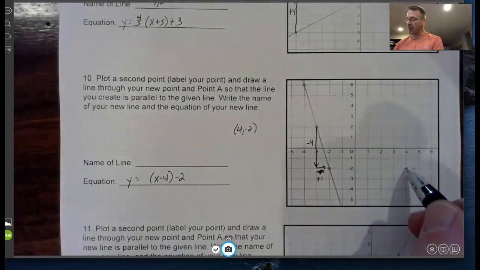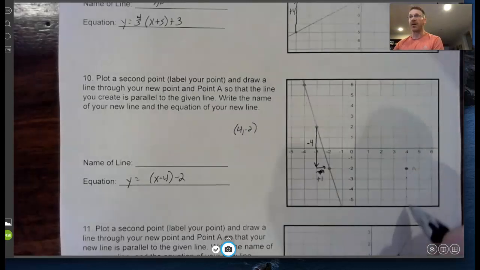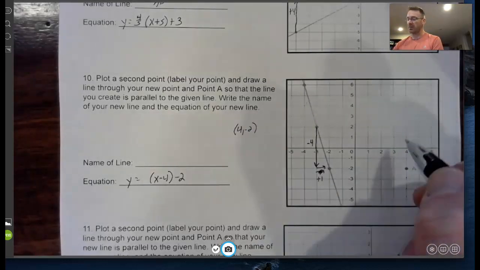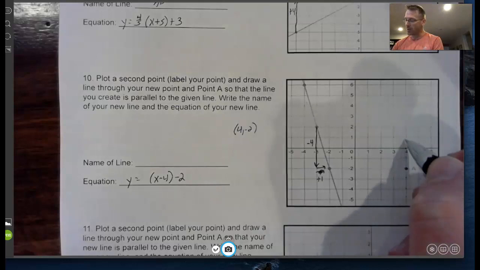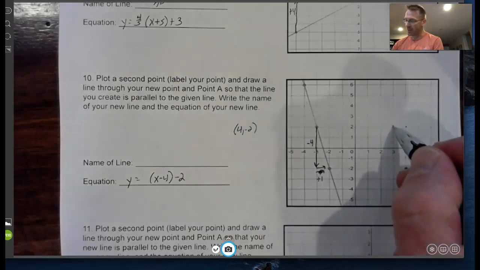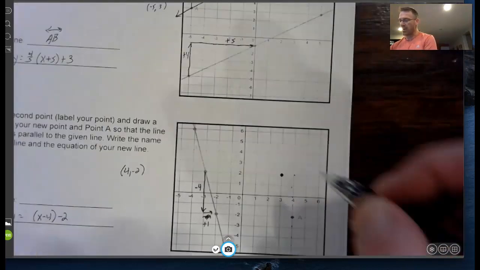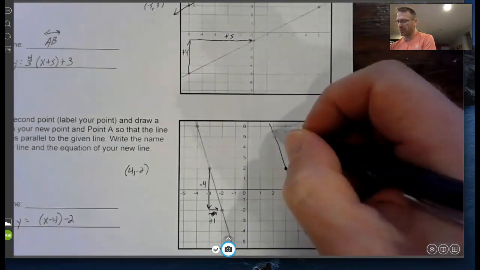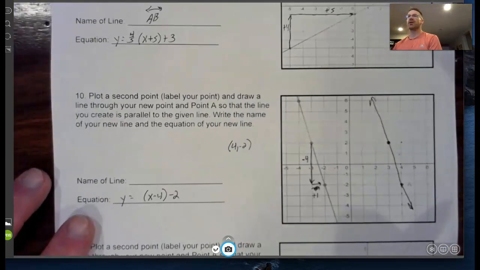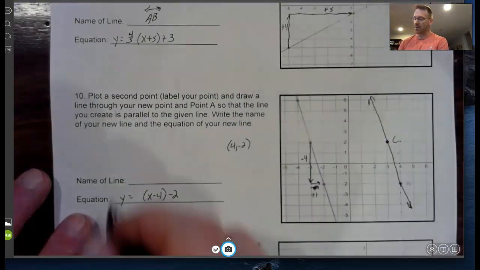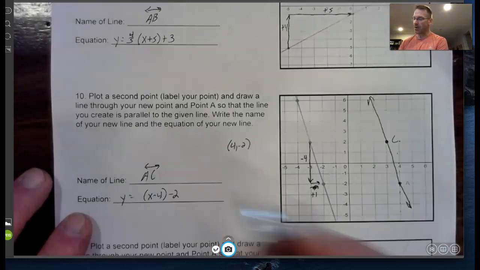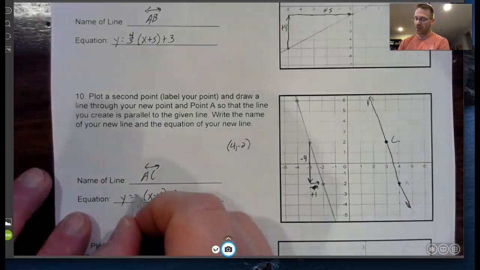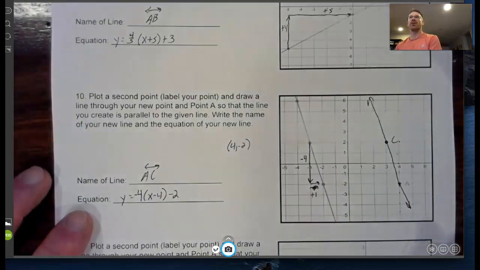Now, notice here, I go down 1, 2, 3, and I go off my grid. So what I want to do is reverse my slope. So I'm going to go up 1, 2, 3, 4, and then to the left 1 to create my new parallel line. So just remember, you can reverse your slope to create that line. We'll call that C. So we'll call this new line AC. We know the slope has to be -4 over 1, or just -4. And there's my parallel line.